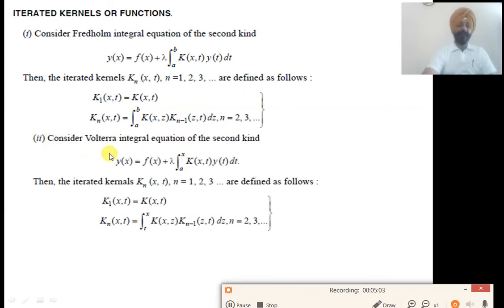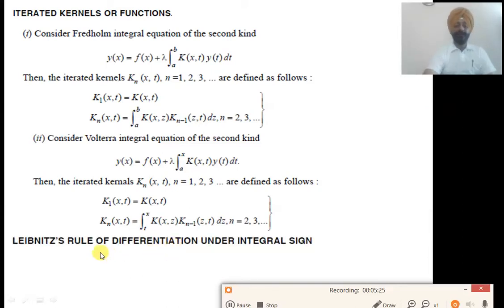Similarly, if we have the Volterra integral equation, it deals with the same thing, but now the limit is variable. So, the remaining thing is the same. k1(x, t) is equal to k(x, t) and k_n(x, t) is equal to the integral from t to x of k(x, z) k_{n minus 1}(z, t) dz. Last time we also discussed this.